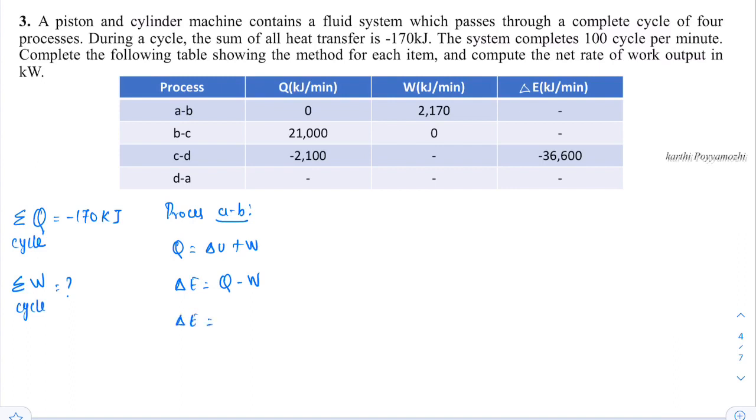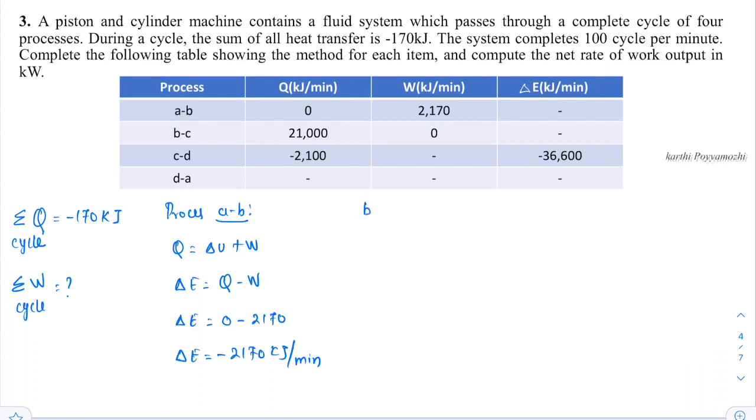Substituting the values of Q and W, del E is equal to 0 minus 2170, and the change in internal energy is given by del E is equal to minus 2170 kilojoule per minute. Then we have to find the value of change in internal energy for the process B to C.